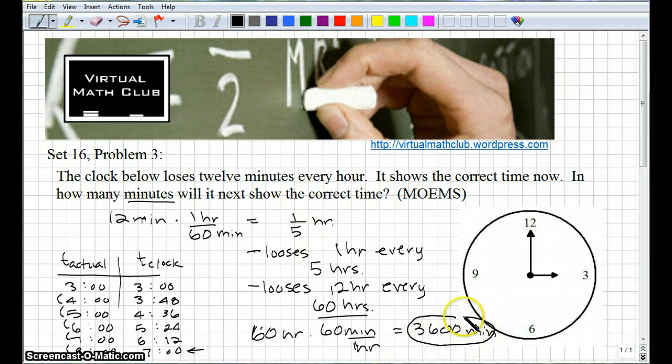In 3,600 minutes, this clock will have lost 12 hours, and so in 60 hours or 3,600 minutes, we're going to be back to the point where the actual time and the clock time match. Briefly, for a brief time, and then it'll be off again, right? So that's our answer. 3,600 minutes.